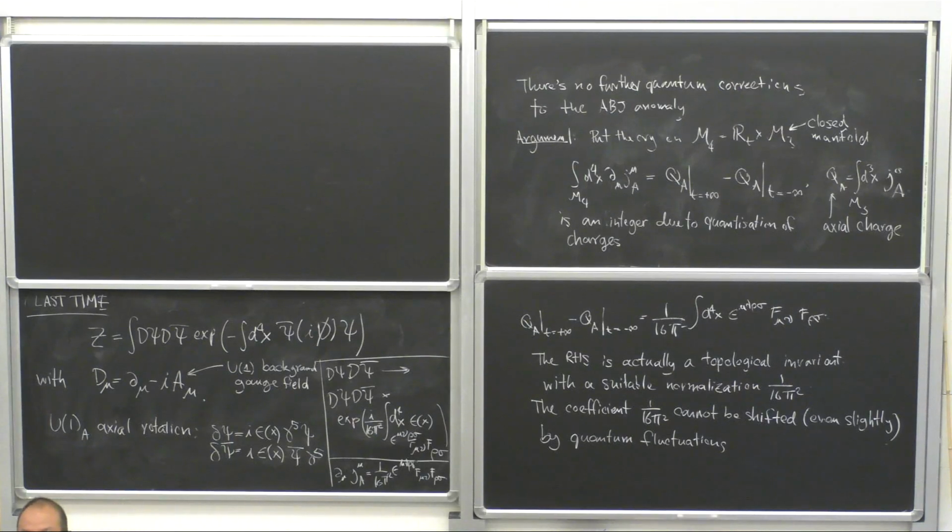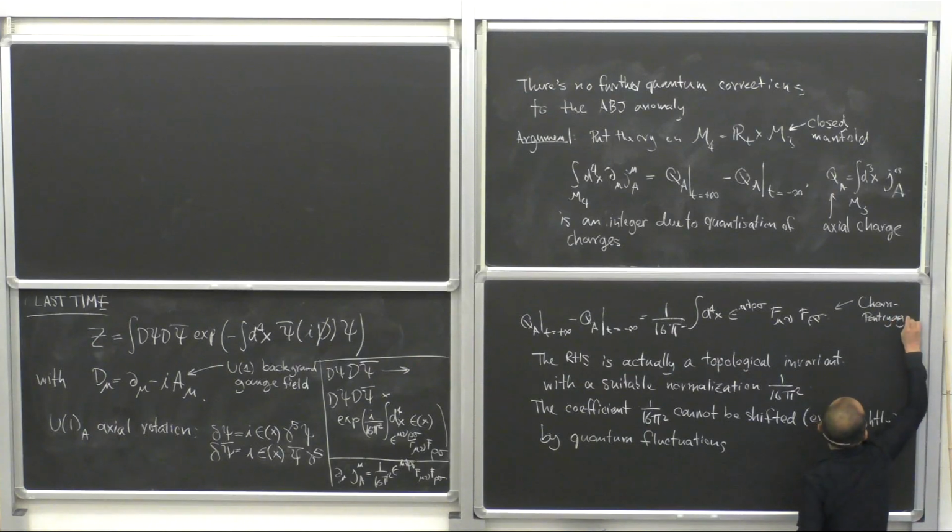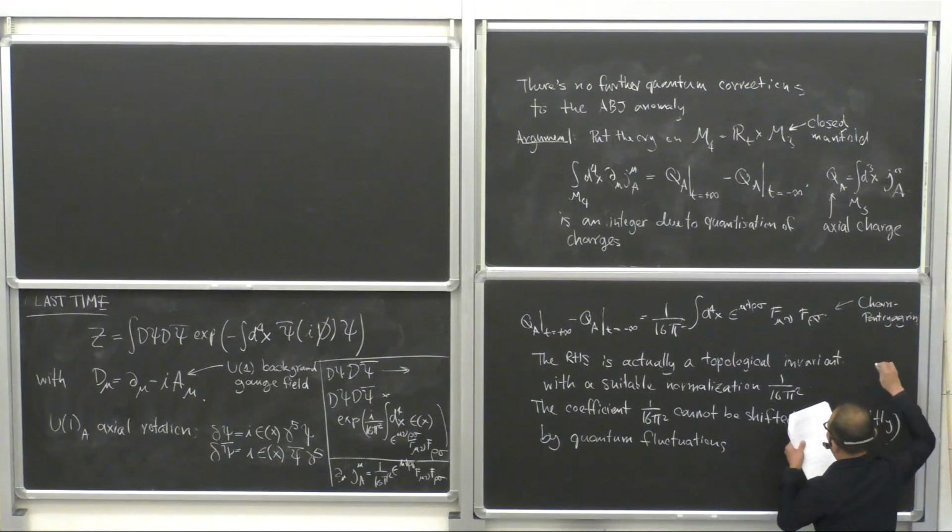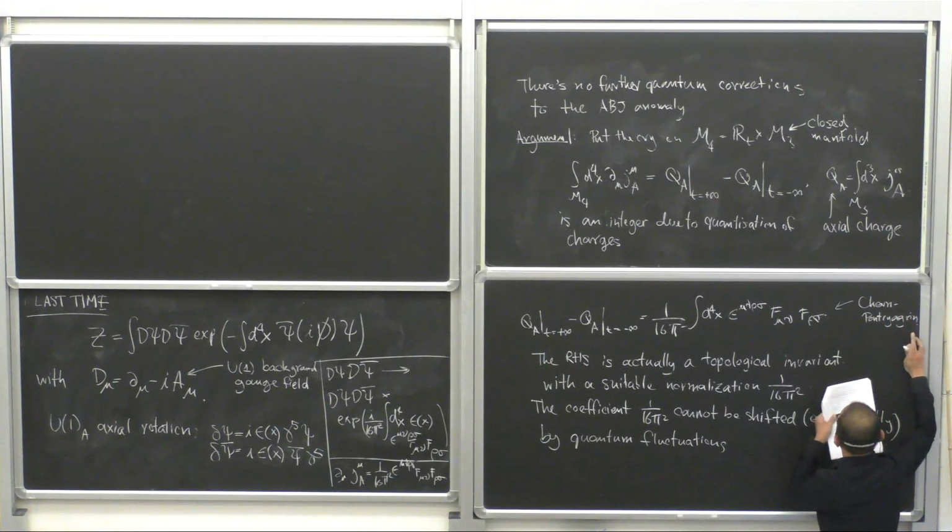So what I'm trying to show you, I used two things. I used to show that this integral is an integer, and this is a topological quantity, okay? And this is solid. In fact, it has a name. This right-hand side is known as the Chern-Pontryagin class. Pontryagin class.